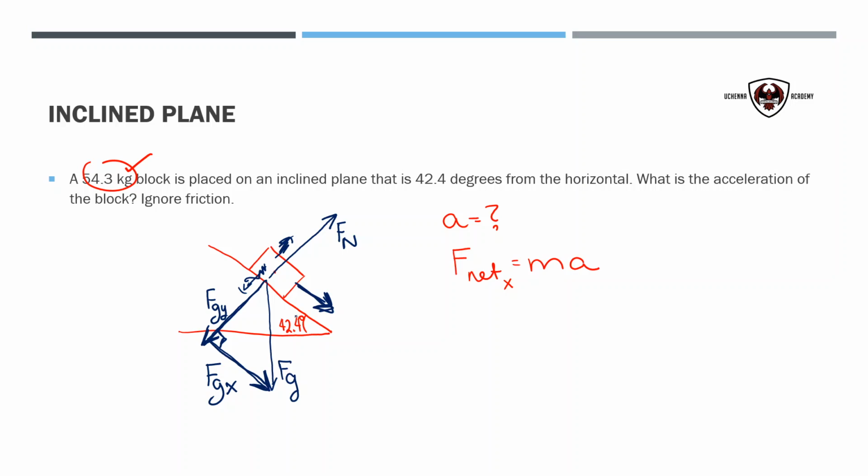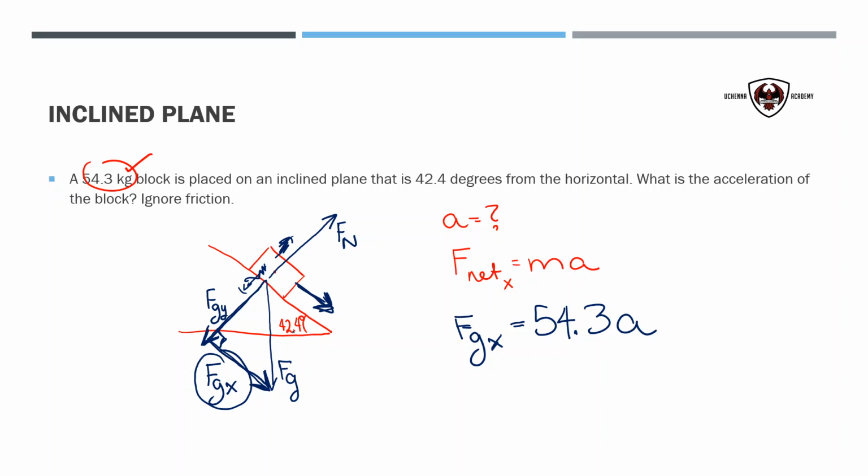That would be parallel to this force of gravity in the X direction. So the net force in the X direction here is really this force of gravity in the X direction. Not just the force of gravity, because the force of gravity is perfectly downwards. That's not the way we're moving. We're moving on an inclined plane, and that's equal to mass, which is 54.3 kilograms, times the acceleration. We're really looking for the acceleration, and what is it? I really need to figure out what this force of gravity in the X direction is.